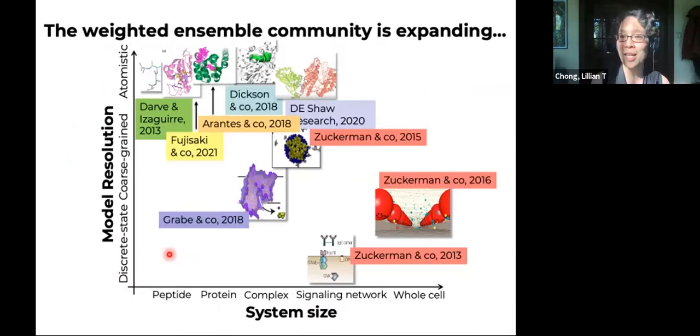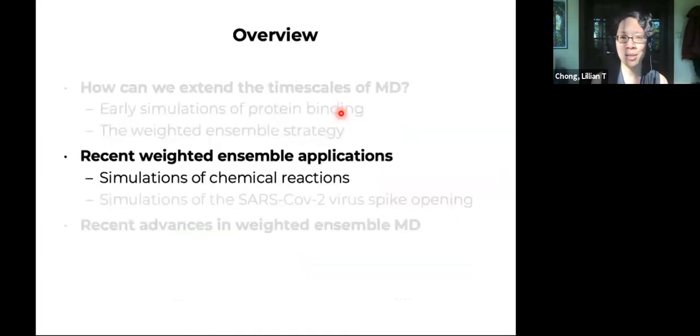And then finally, the weighted ensemble community has continued to expand. These are just some examples among dozens of groups, including early efforts by Dan Zuckerman's lab at the systems biology level, and this paper here in 2018 that involves Ariana Nunez Alves in the Aranti lab at the time at the atomistic level involving protein-ligand binding. And most recently, there have been efforts from the Fujisaki lab and D.E. Shaw Research.